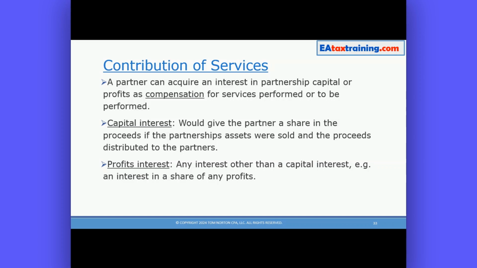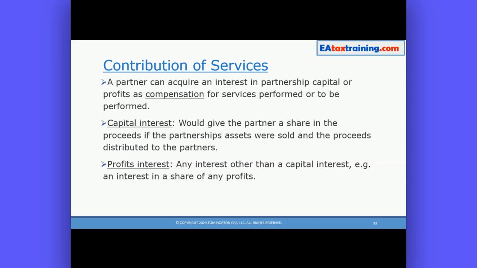A profits interest is any interest other than a capital interest. Usually it's an interest in the share of any profits. If you've got a 10% profits interest and the partnership has a $100,000 profit, then your share is 10%. That's what the profits interest is. And you can get one of those interests without contributing cash or other property. You could get that as compensation for services.